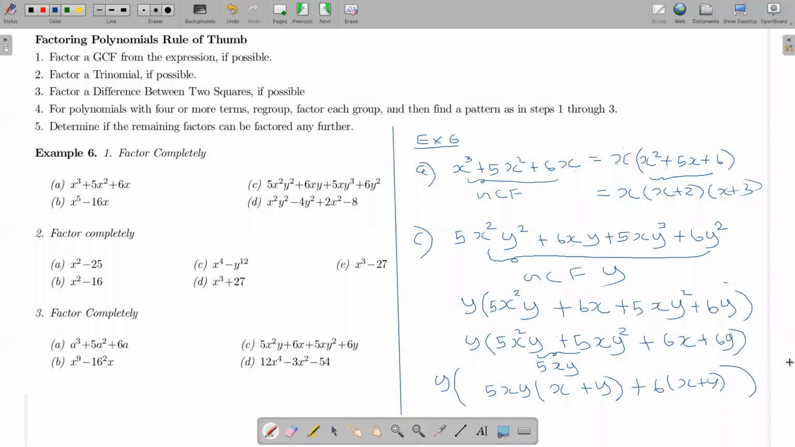Still I'm not done. When I look at here, this x plus y term is common, no? So I can pull it out. So I write it here. Y is left here, I pull x plus y out of these two. So x plus y I'll have here, times I pull this out, 5xy plus 6.